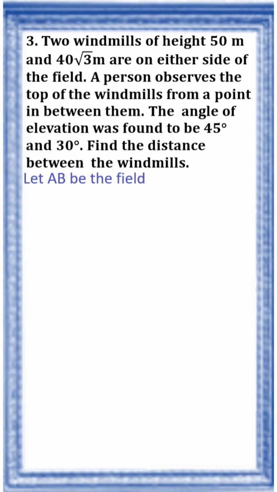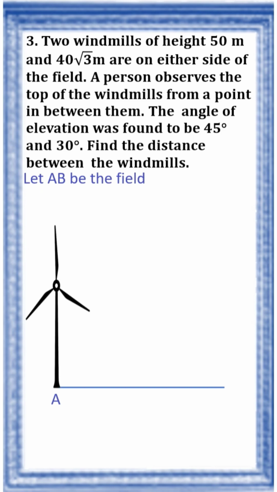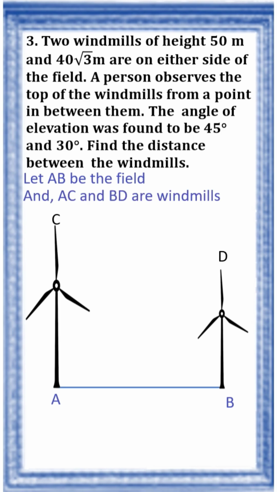Now we are given a field. Let it be AB. Now let us have a diagram. So the first windmill be AC and the second windmill be BD. Now AC and BD are the two windmills. We have to find the distance between them. Means AB we have to find. A person who stands at the point E in between AB, there is a point E, observes the top of the two windmills AC and BD. Here angle of elevation of the windmill AC is found to be 45 degree.